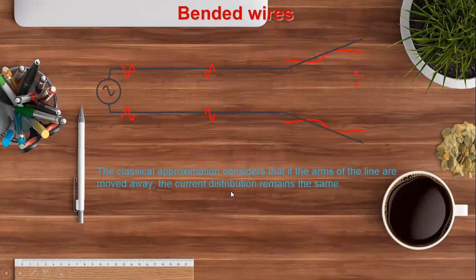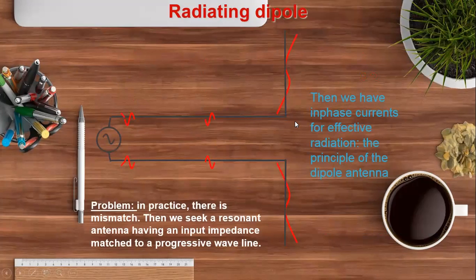What will be the effects? The classical exponential concentration arms of the lines are moved away, and the current distribution remains the same. So in short, you can say the amount of current flowing through will be the same, but see here the differences, how they are moving ahead, how the radiating dipoles will be there. See here two straight lines at the same angle and the same distance.